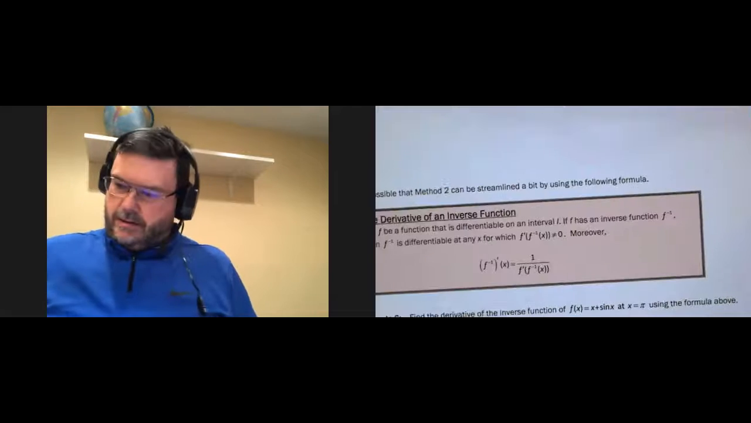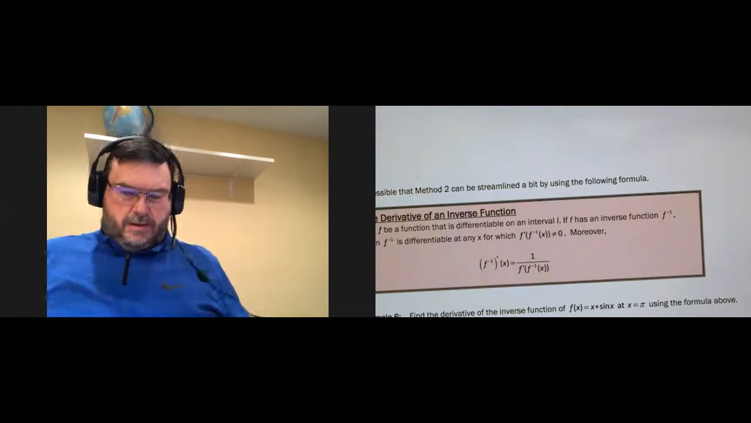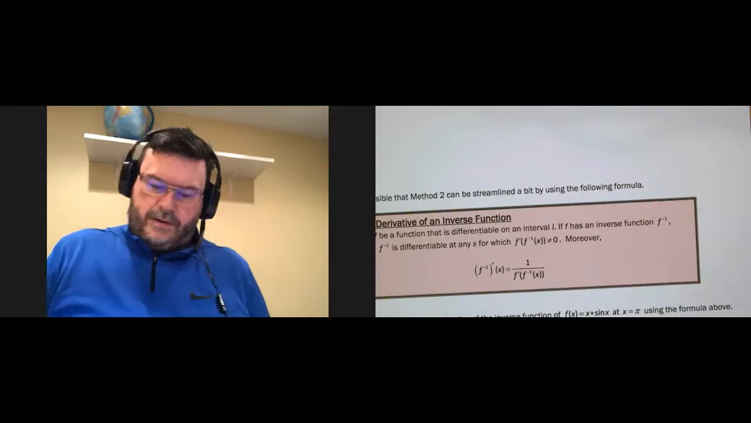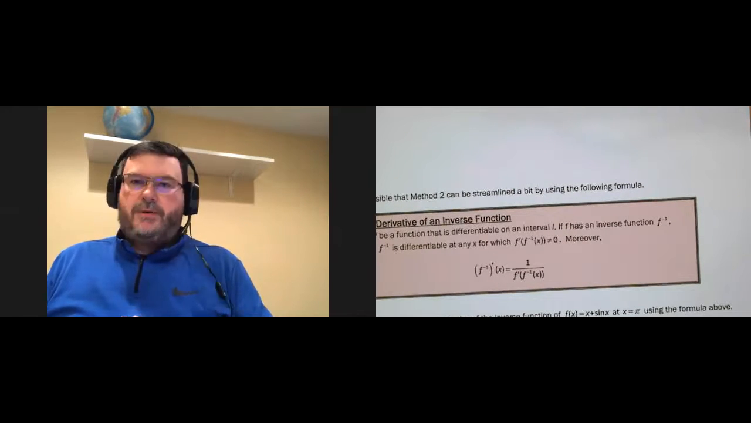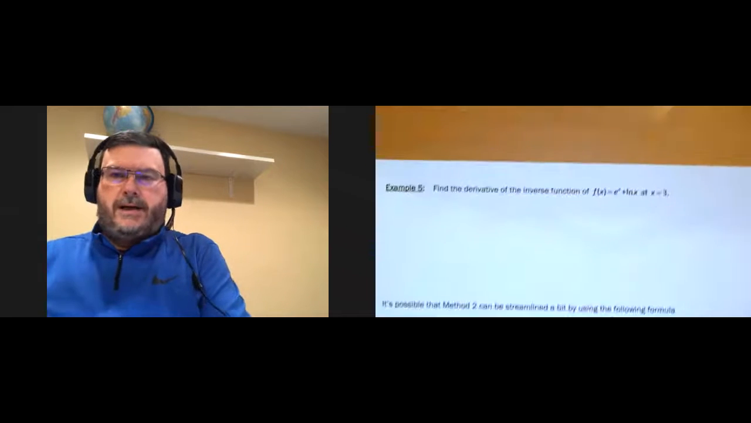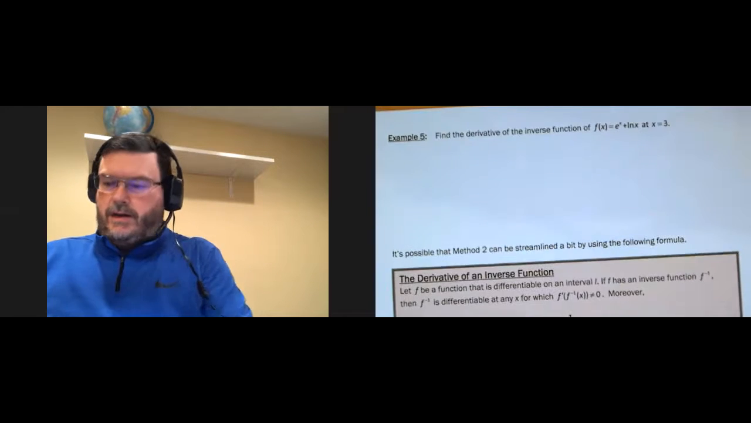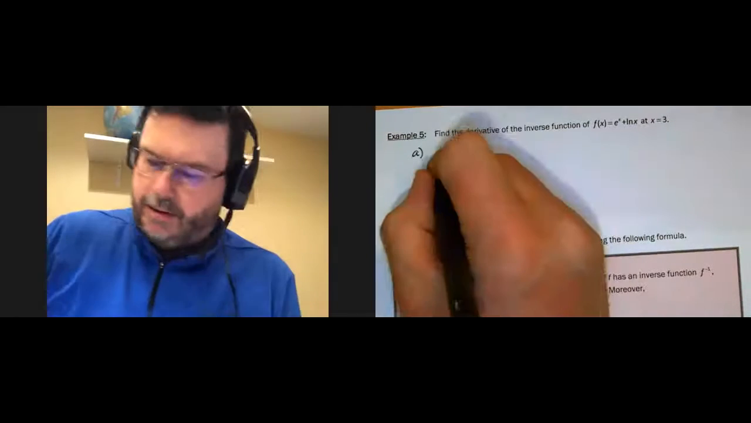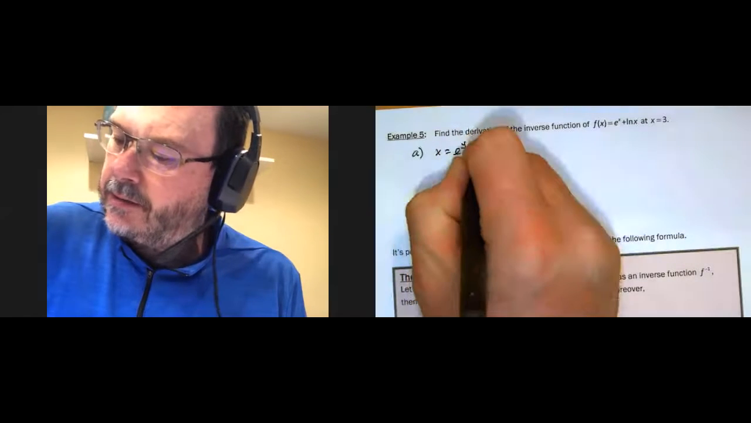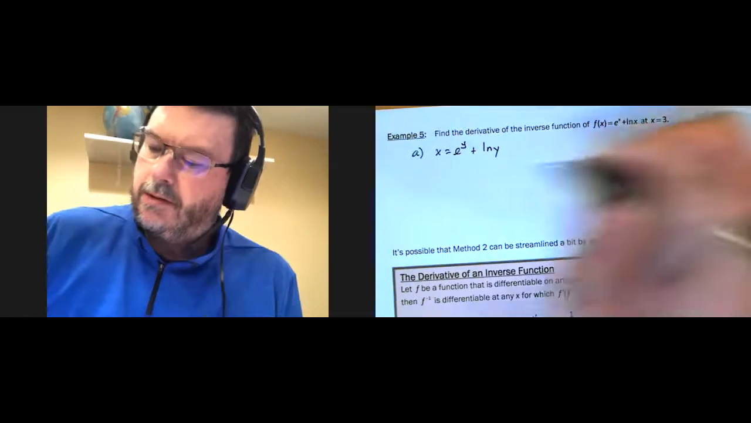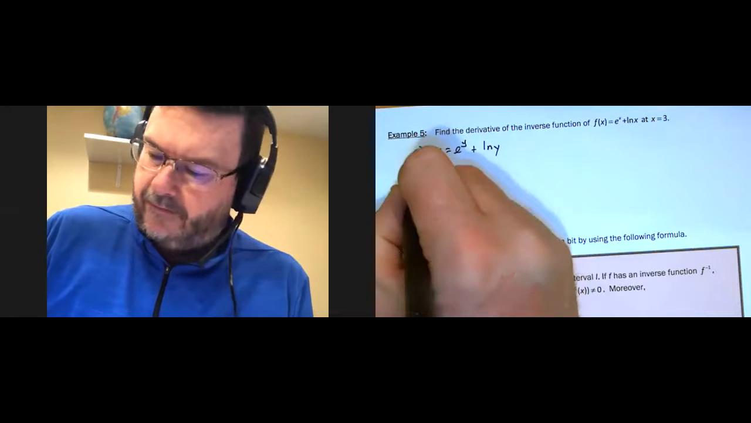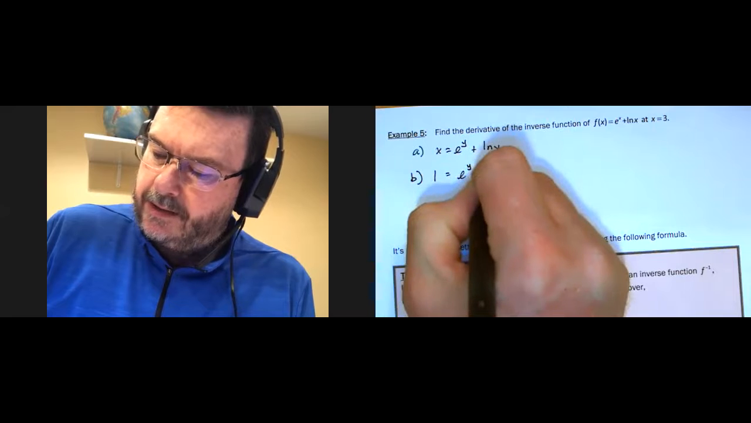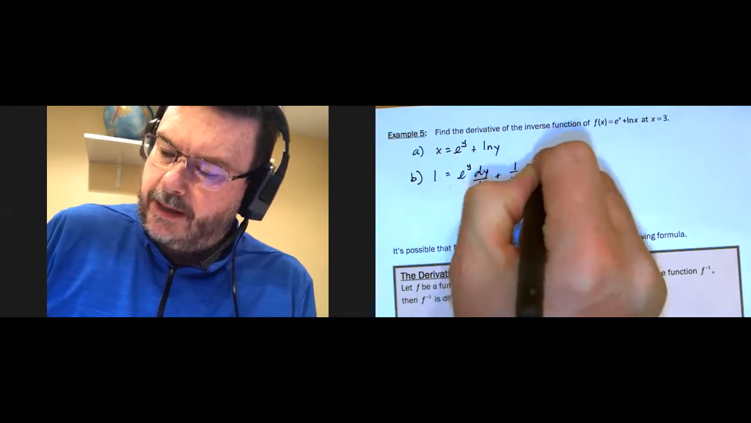So let's take a look at this one. The derivative of the inverse of f of x equals e to the x plus natural log of x at x equals 3. The first thing we are going to do is switch the x's and the y's. We are going to find the derivative of x. So 1 is equal to e to the y dy/dx plus 1 over y dy/dx.